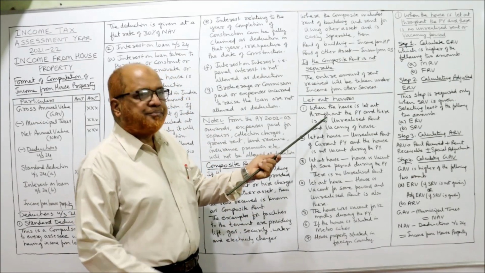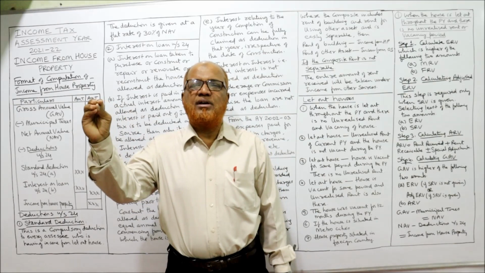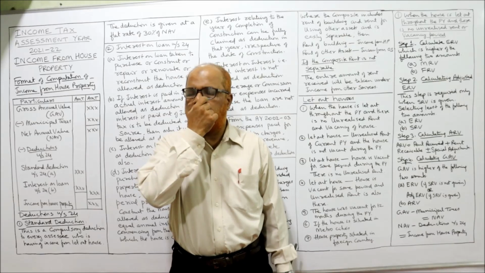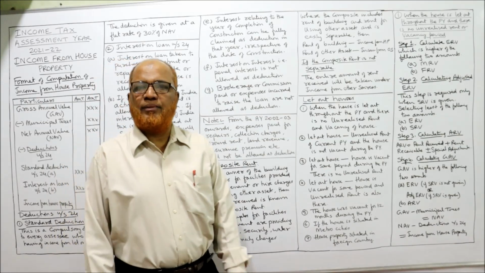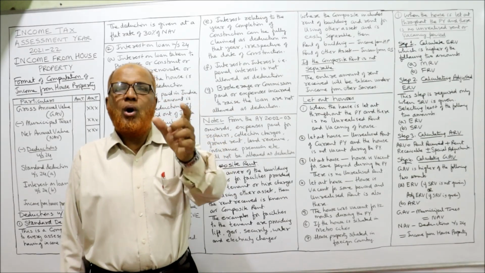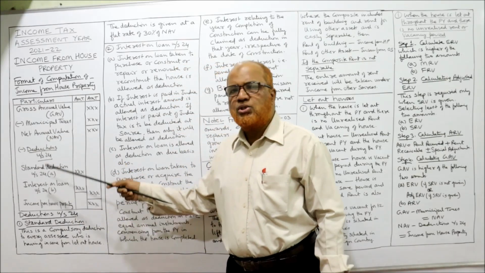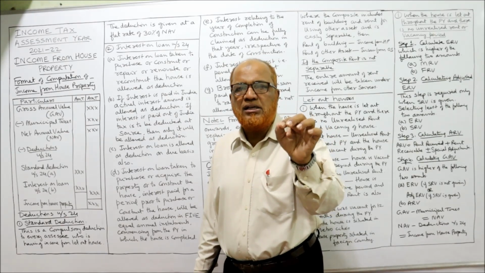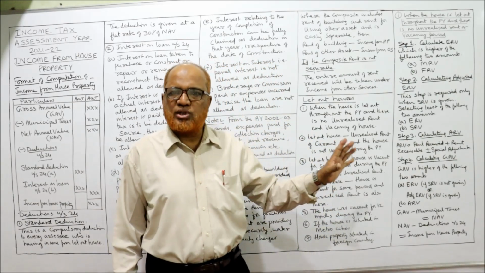Now, first case. The first case is when the house is let out throughout the previous year and there is no vacancy period, no unrealized rent. So what are the steps? How to calculate the GAV? The very important first step is calculating the GAV, gross annual value. Once we get the gross annual value, easily we can follow the remaining procedure. The remaining steps are very easy. The only difficult part is how to compute the gross annual value, GAV. That point only I am going to stress now.